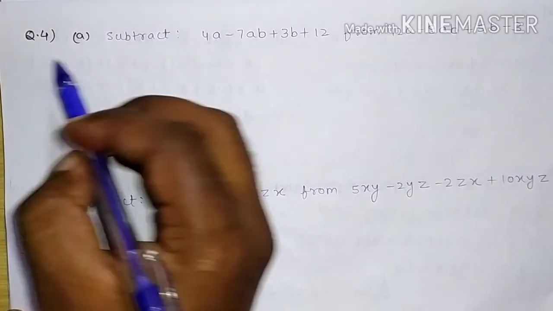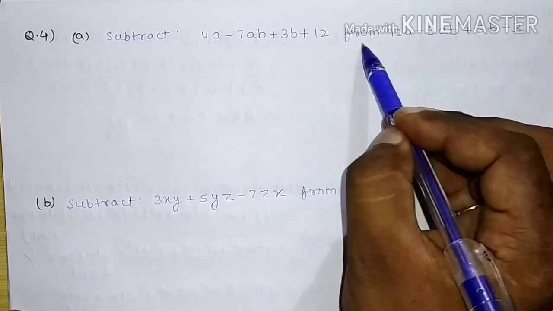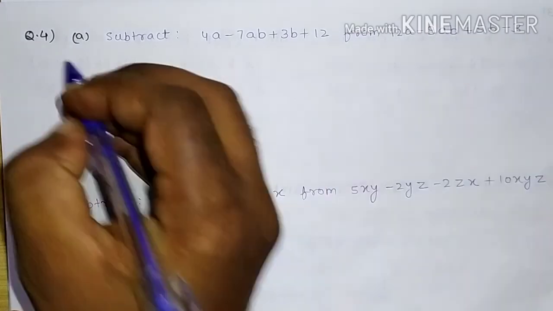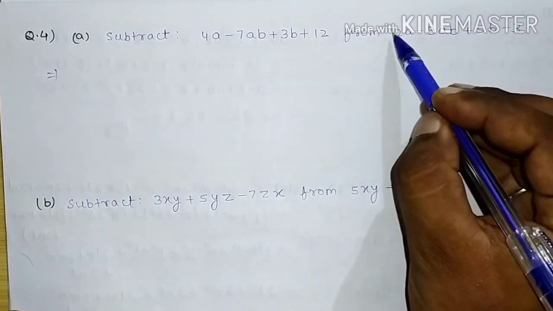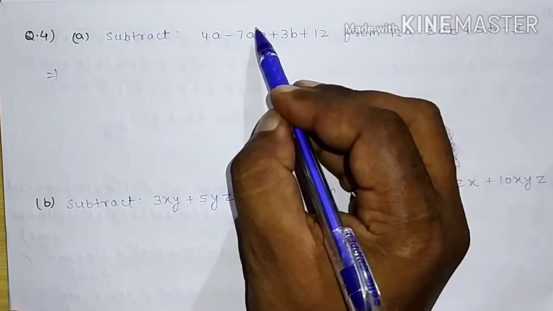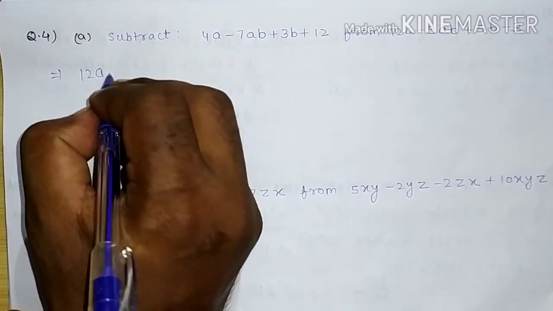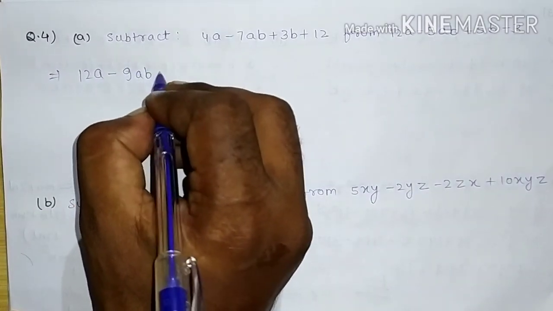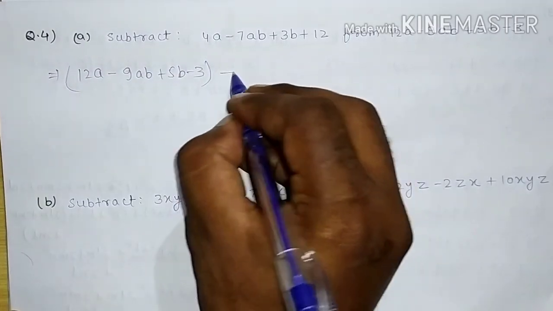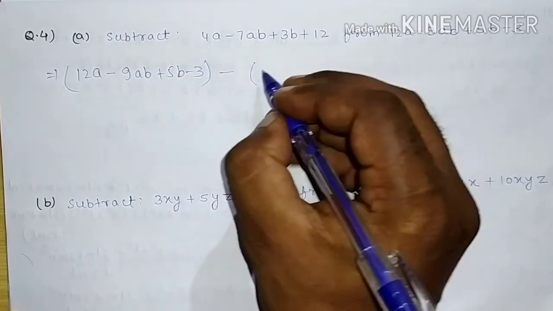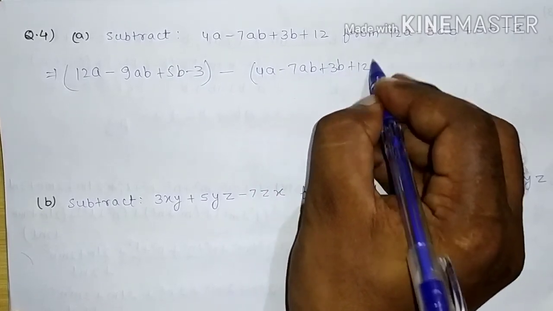Question number 4. Subtract the algebraic expression given from this expression. That means simply we have to subtract, from this expression, minus this expression. So first write this expression. This is 12a minus 9ab plus 5b minus 3, minus the first term, that is 4a minus 7ab plus 3b plus 12.